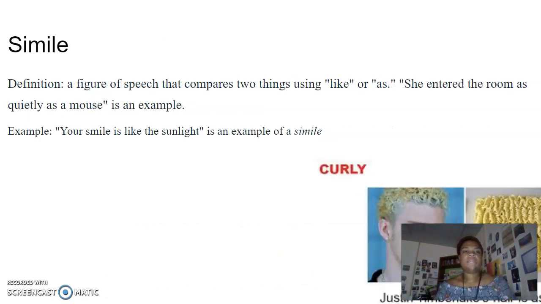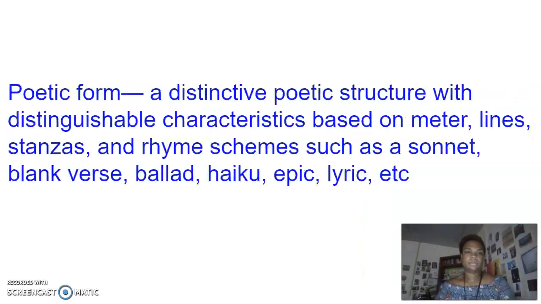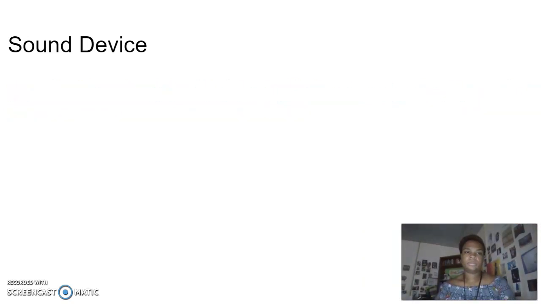Simile. The definition is a figure of speech that compares two things using like or as. She entered the room as quietly as a mouse is an example of a simile. And this has been a review of figurative language.